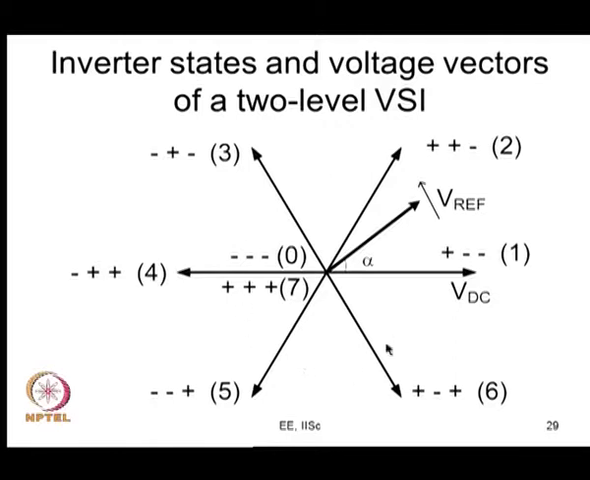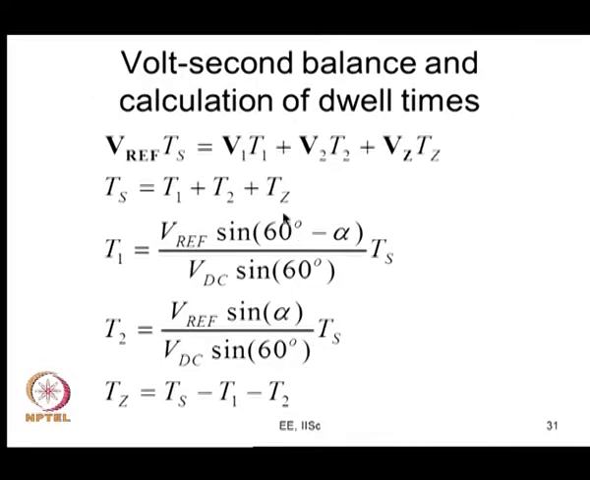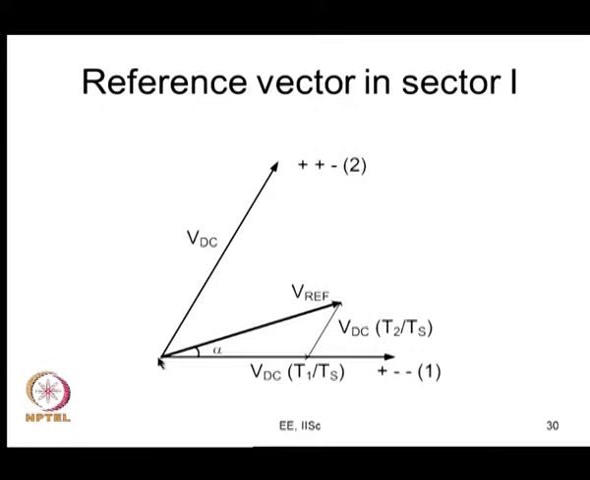So, let us say this is your space vector plane, and you have your fundamental reference going around it. You are now looking at sector 1. If you are going to apply that reference vector, what do you do? You apply active vector 1 for t1 seconds, active vector 2 for t2 seconds, and the null vector for the remaining time. So, this reference vector is produced by applying this for t1 seconds, this for t2 seconds, and the null vector for the remaining time.